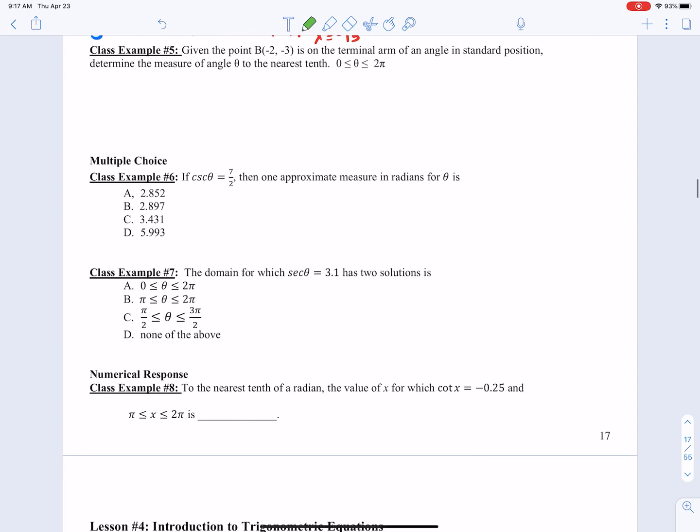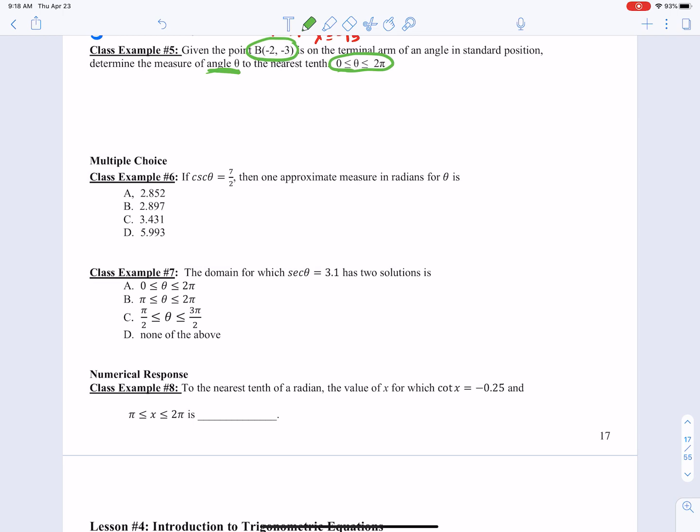All right. Class example number 5. Given the point -2, -3 is on the terminal arm of an angle in standard position, determine the measure of angle theta to the nearest tenth. So we're actually looking for the angle here. So our answer needs to end up being an angle. And because the domain is in radians, we're going to express it in radians.